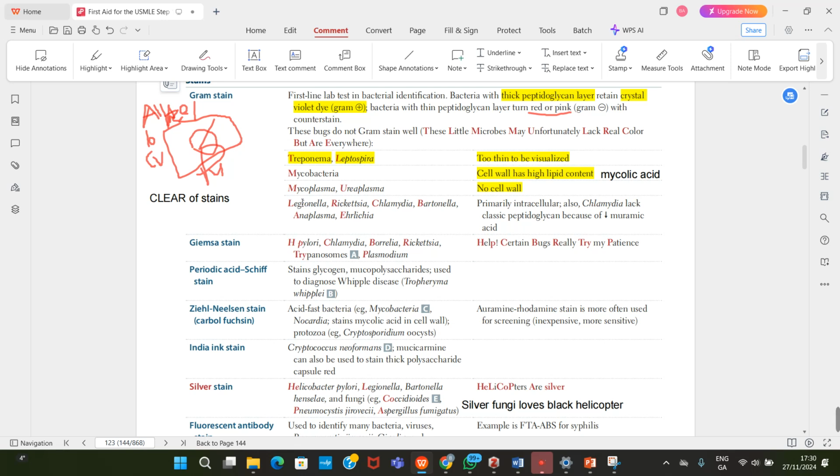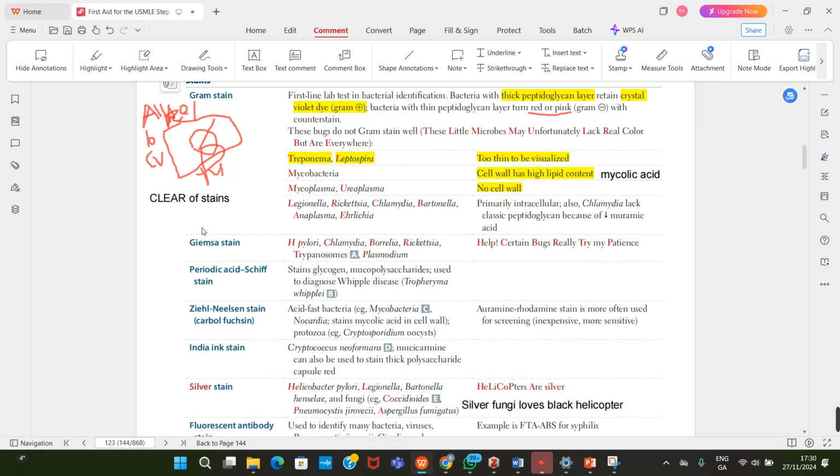Then, Mycoplasma and Ureaplasma have no cell wall. Mycoplasma and Ureaplasma are cell wall-less. And we know that what picks up the stain is the peptidoglycan. So if there's no cell wall, there is nothing to pick up the stain. So they cannot be seen, unfortunately.